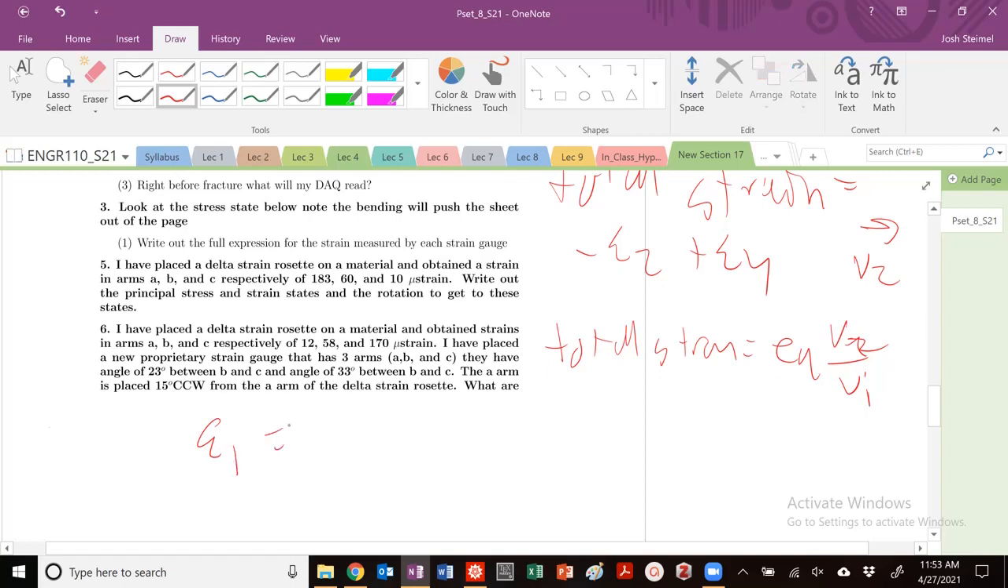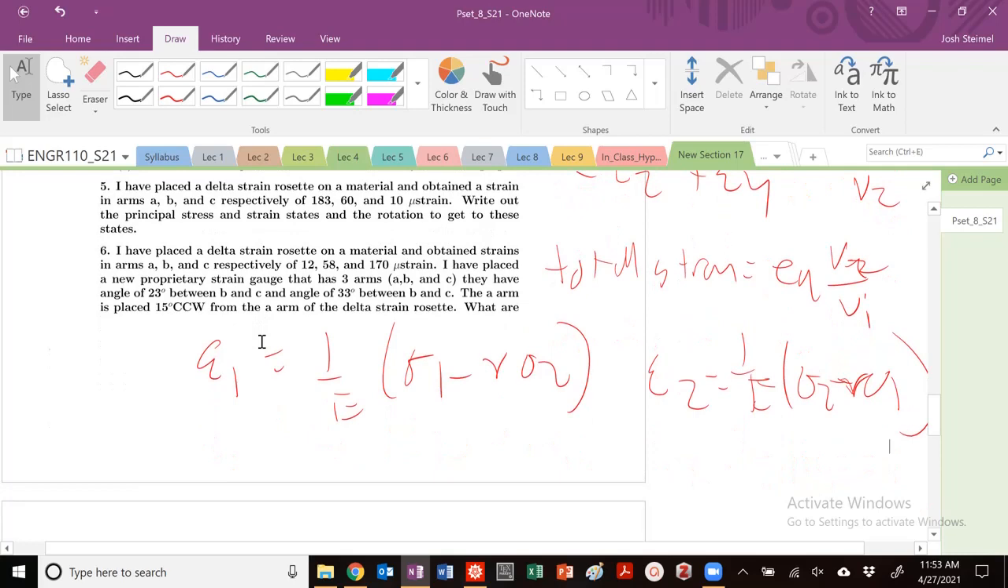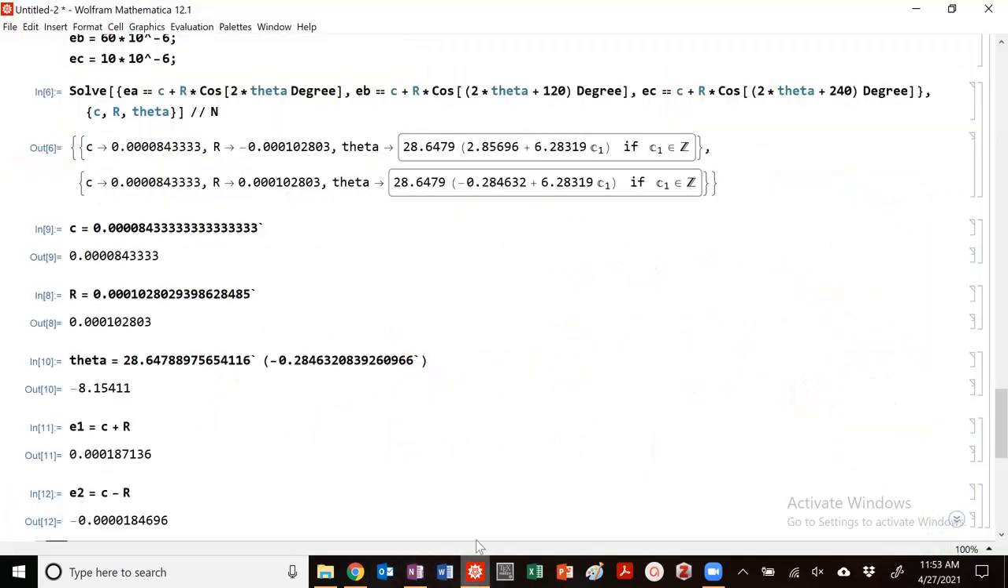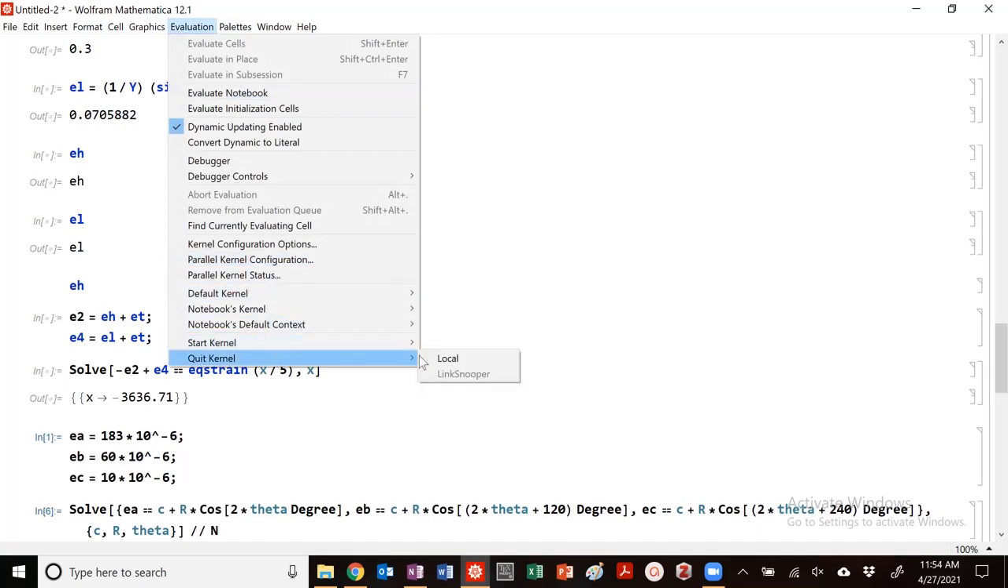My principal strain in the one direction is going to be this, 1 over E times sigma 1 minus nu sigma 2. And then my principal strain 2 is going to be equal to 1 over E times sigma 2 minus nu sigma 1. So we can solve those values once we have those values here. So I'm going to solve this problem pretty much exactly the same way. So I'm going to clear out this kernel right now.